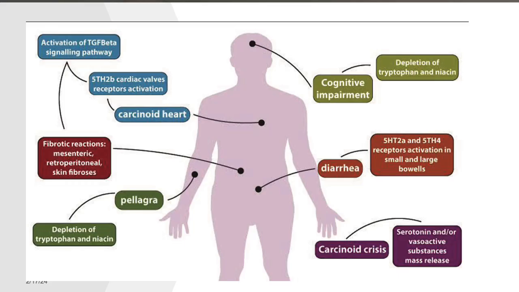And we discussed the different complications related to carcinoid heart disease, the complications related to serotonin excess. We discussed carcinoid heart disease. We discussed pellagra. We discussed carcinoid syndrome. We discussed cognitive impairment, but that's usually related to niacin deficiency related to pellagra. And we also discussed the different symptoms related to carcinoid syndrome. Some of these carcinoid crises also depend on the excess of serotonin.